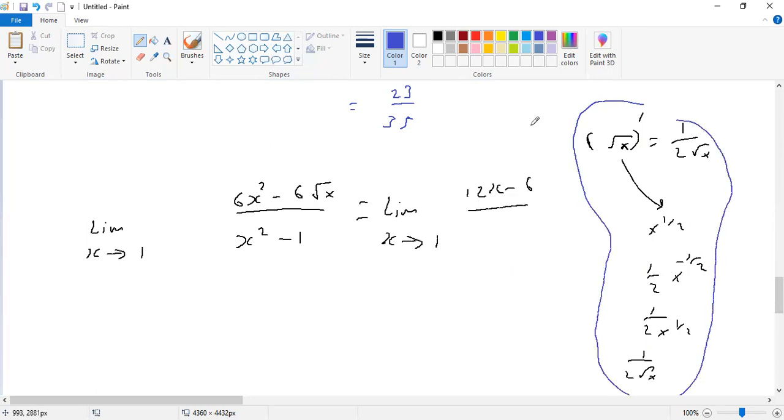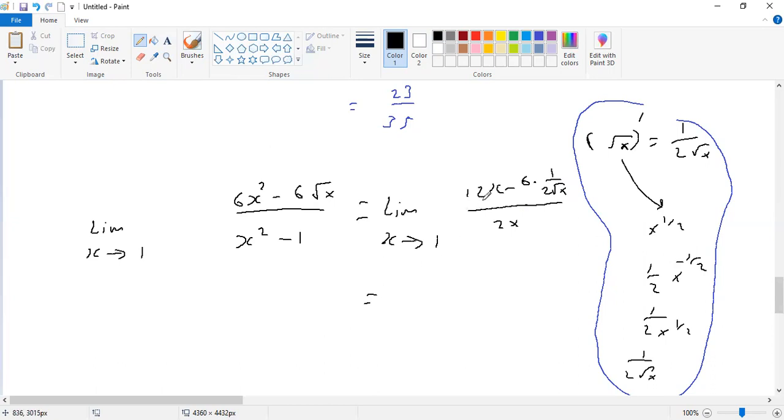Okay, this one. So 6 times 1 over 2 radical x. I can write it directly in this way. Okay, let's write it here. You write 6 times 1 over 2 radical x, which means 3 over radical x. And the derivative of the denominator is 2x only.